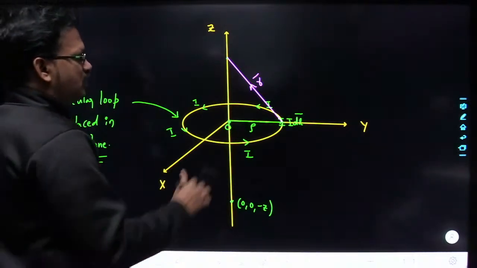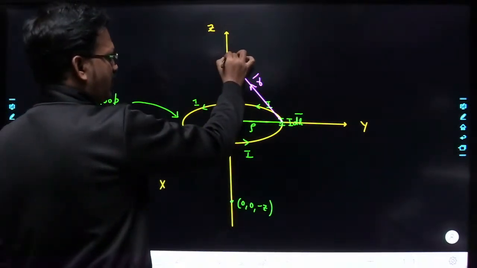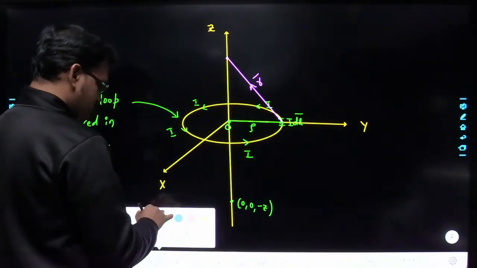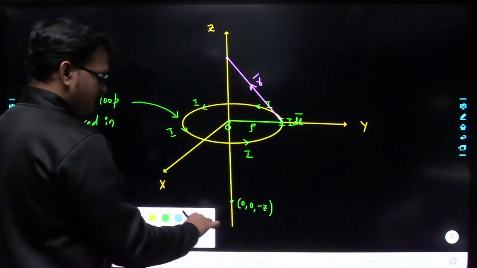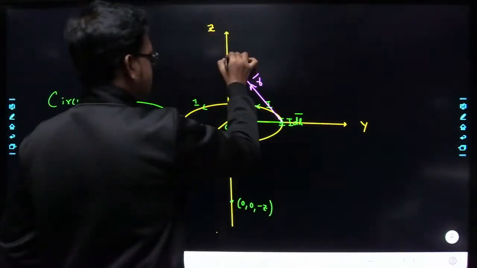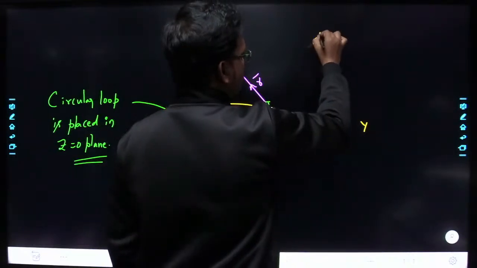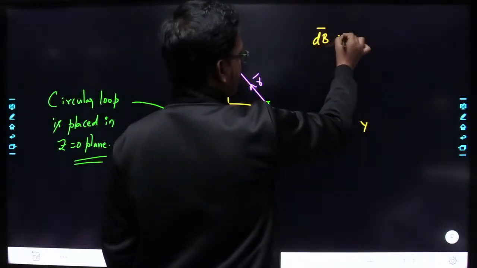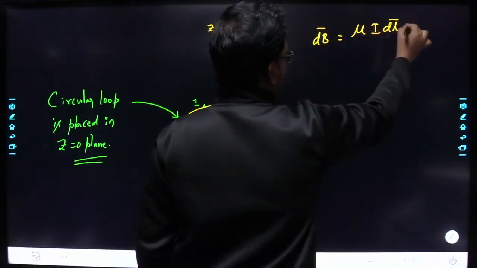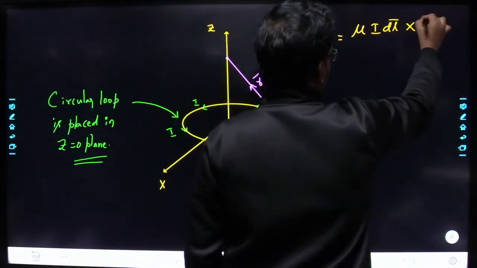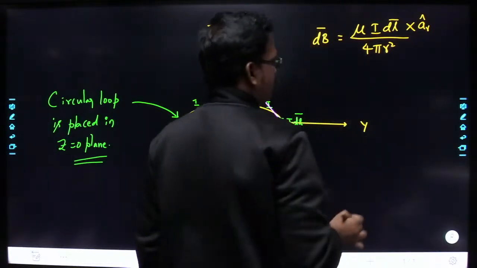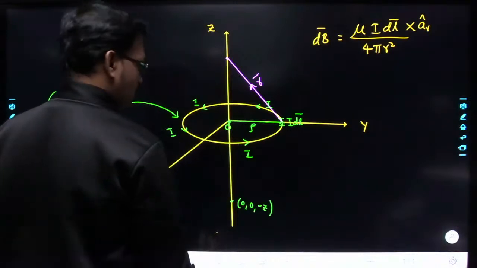Now, what is the small differential B field at this point due to this small differential current element? First write down that expression. Apply just Biot and Savart's law. So dB, the small differential B field, is equal to mu into I dl bar cross R cap, divided by 4 pi R square, right?